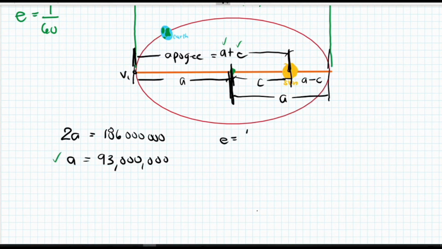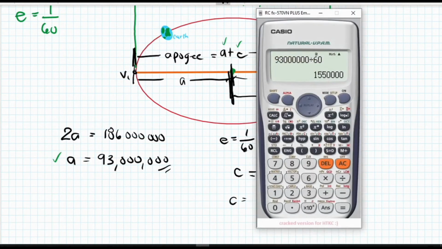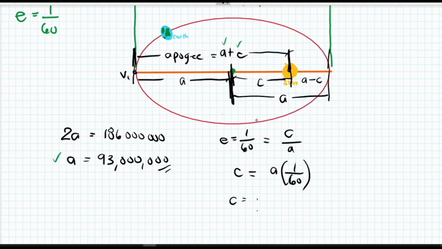So, you have your eccentricity, which is equal to 1 over 60. Okay? And, we know that eccentricity is equal to C over A. Okay? So, you just need to equate that. C is equal to A times 1 over 60. And your A ay ito ng 93 million. So, pag nilagay natin po yan sa calcu, that will be 1,550,000. So, yan yung value ni C mo.